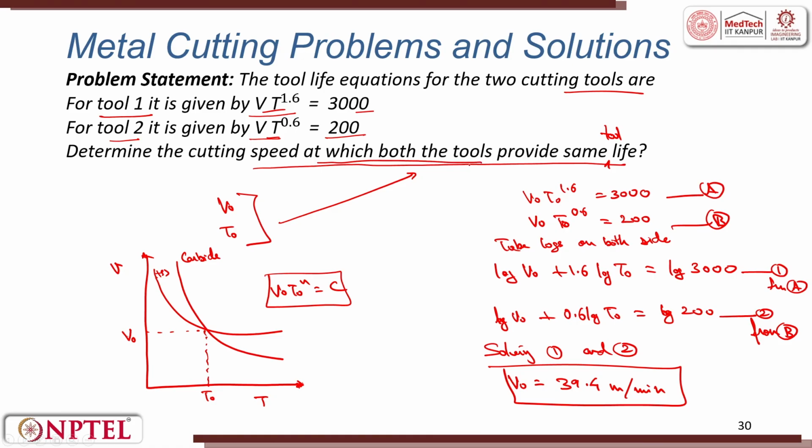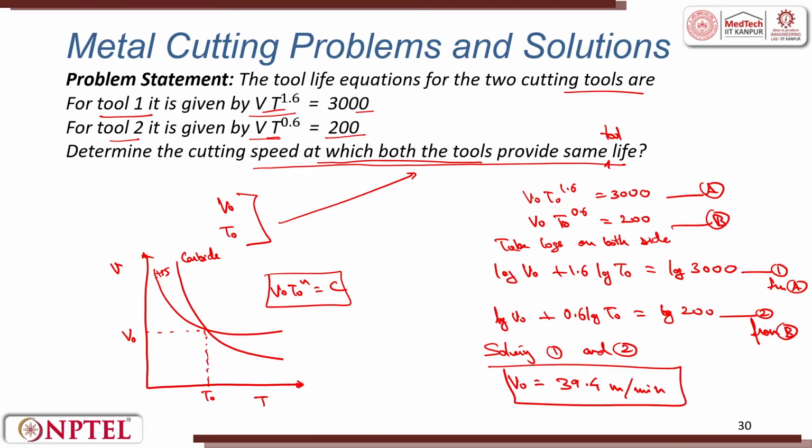So this was an interesting problem where we have also understood the hyperbolic curve, that is the plot between the cutting speed and tool life. For different tool materials, for example, HSS and carbide that I have put here, there is sometimes an intersection point where the cutting speed and tool life are the same for both the different materials.